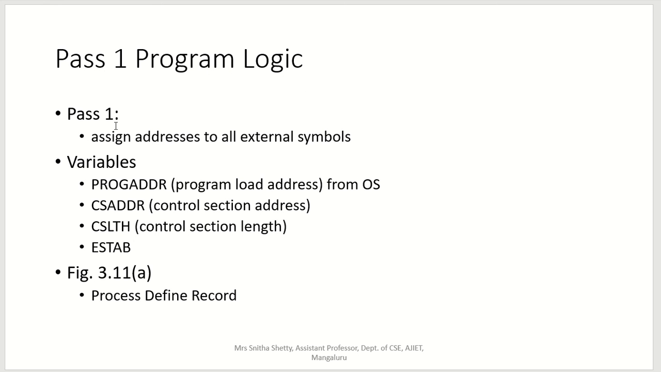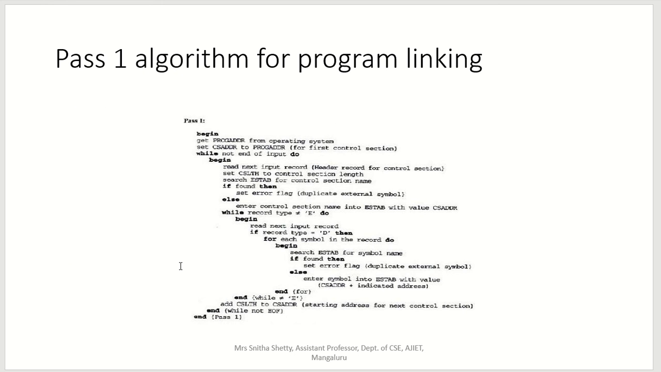So in pass 1, it will assign the address for all the symbols. Okay, and here the variables required are program address, control section address, control section length, and ESTAB. Okay, so next in pass 1, we'll look at the algorithm, how it is doing. Okay, so pass 1 will get the program address from the operating system.